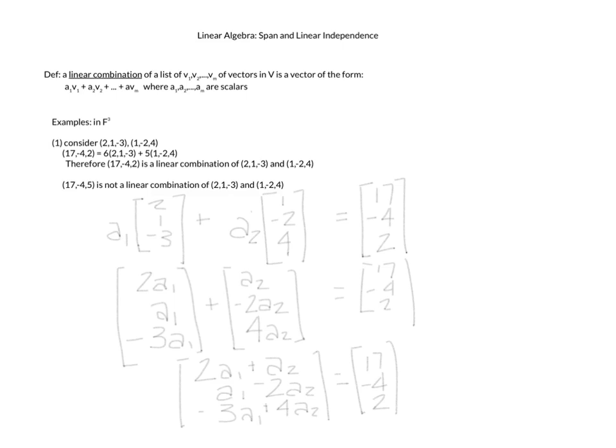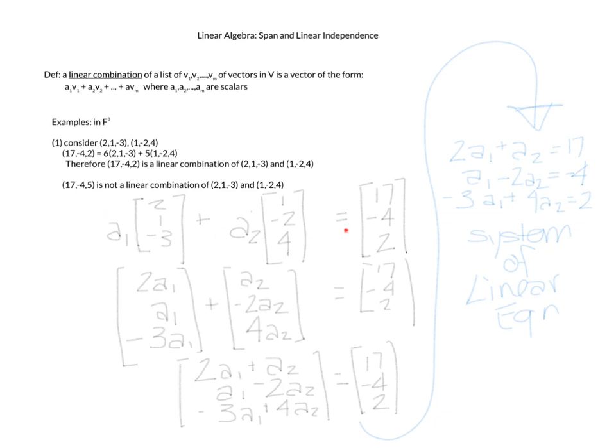Because vectors work coordinate by coordinate, 2a1 plus a2 has to equal 17, a1 minus 2a2 has to equal negative 4, and negative 3a1 plus 4a2 has to equal 2. Essentially, this vector equation gives you three linear equations. So this vector equation here, or this one here, they're equivalent, and it gives you a system of linear equations. And you learn how to solve these in middle school at some point.